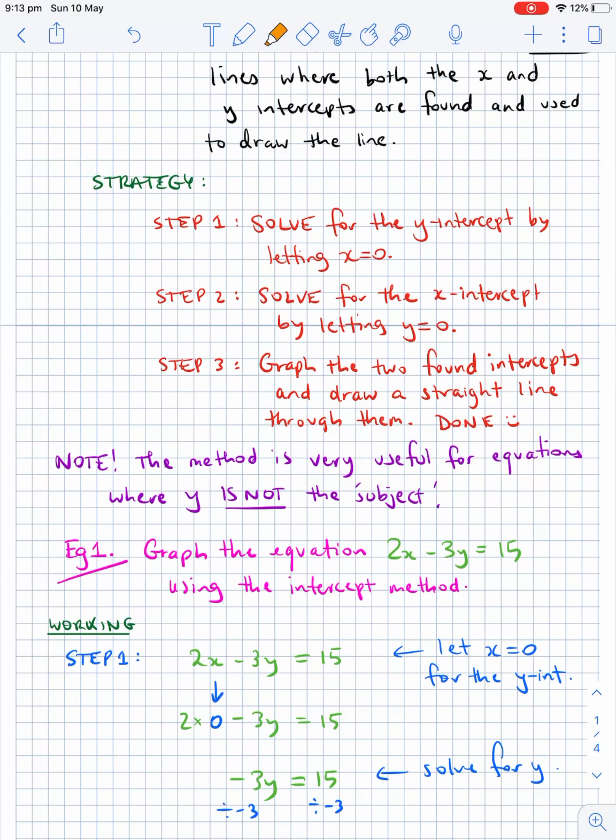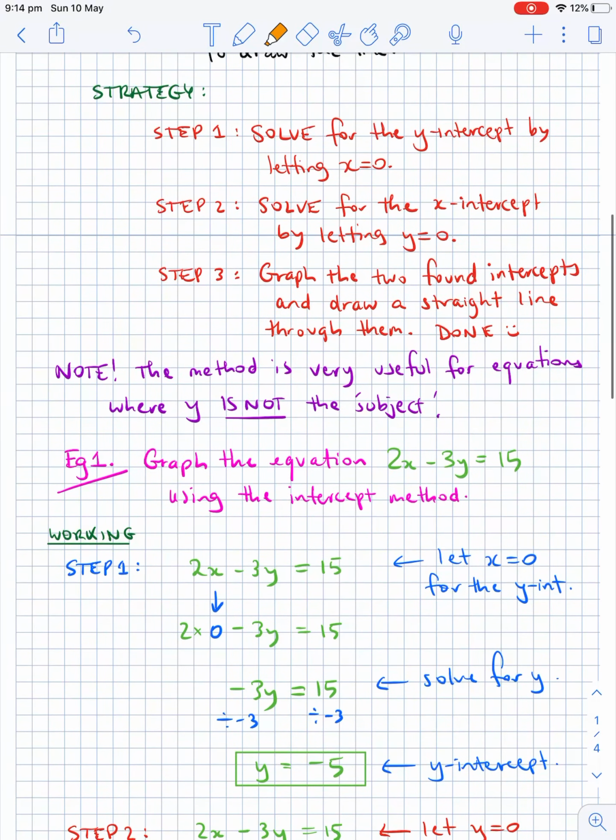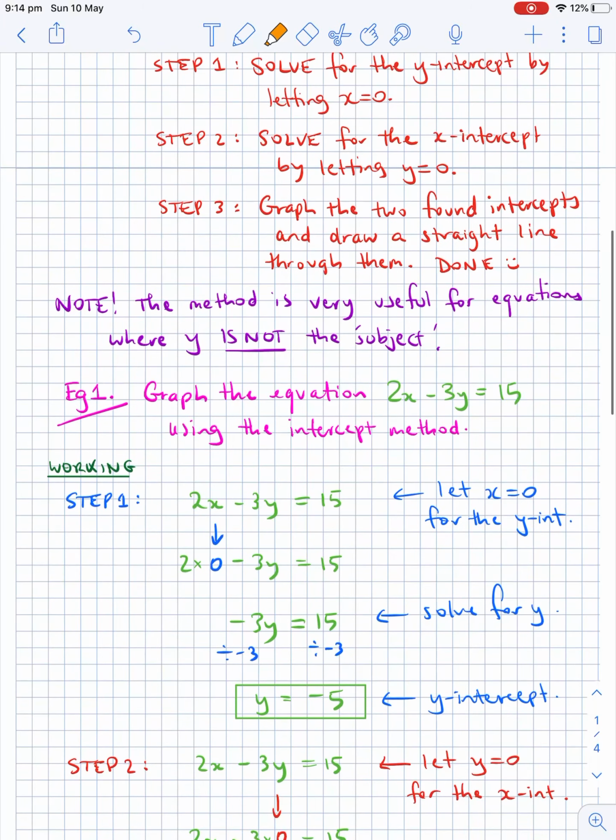So the strategy is, step 1, solve for the y-intercept by letting x equal 0, because that was a definite characteristic of the y-intercept. The x-coordinate has to be equal to 0. Step 2, solve for the x-intercept by letting y equal 0. So a similar sort of thing. We know we've got an x-intercept when the y-coordinate is equal to 0. And step 3, graph the two found intercepts and draw a straight line through them. Done, and then you've got your straight line.